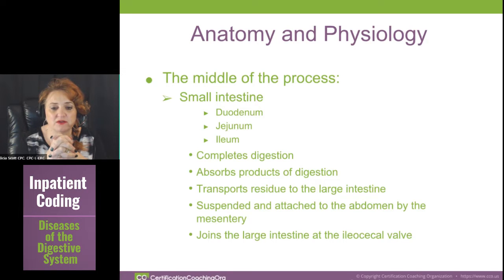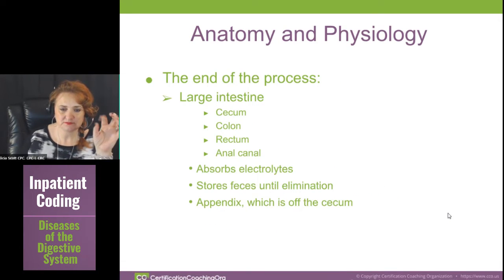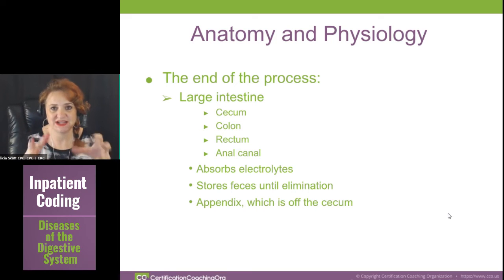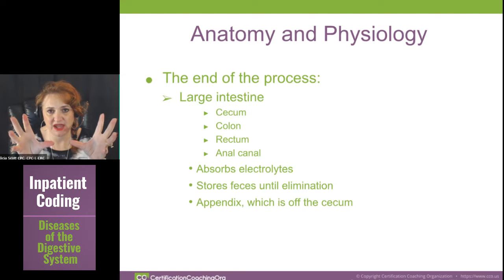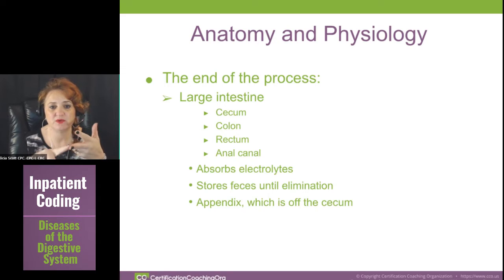The large intestine is connected to the small intestine at the ileocecal valve, right? So that is a valve, unlike a sphincter, the pyloric sphincter at the top. So the large intestine, do the same thing with the large intestines. If you have that graphic of the abdomen, you can just draw little lines and divide it up. You have the cecum, the colon, the rectum, and the anal canal.